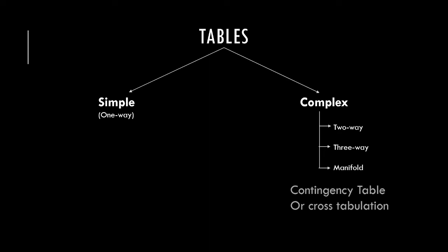Depending on the number of variables also, the table can be simple or complex. If there is only one variable, it will be known as a simple table. If there are more than one variable, they will be known as complex table. The complex table may have 2, 3 or many variables. Complex table forms cross tabulation, which is also known as contingency table.